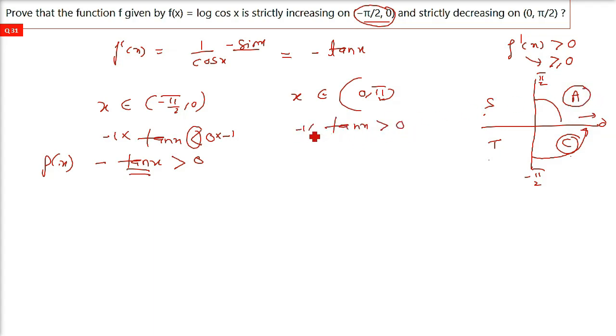Now multiply both sides by negative 1. So the inequality will change. Minus tan x will be, as I multiplied by negative, I am changing the inequality sign. Minus tan x, this is f dash x, which is less than 0. So between 0 and pi by 2, it is decreasing, strictly decreasing actually. It is not less than or equal to, so strict.